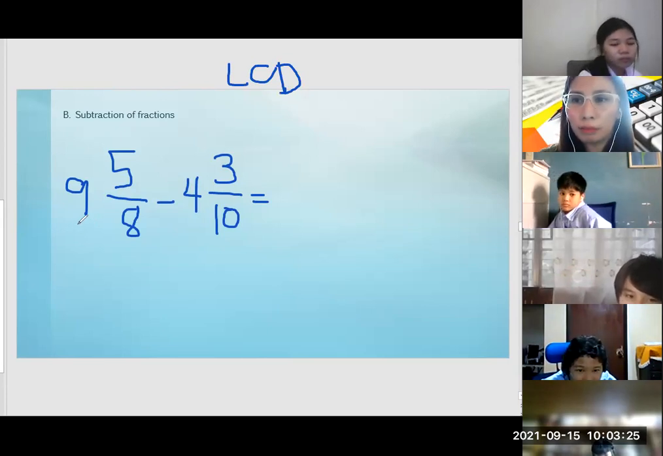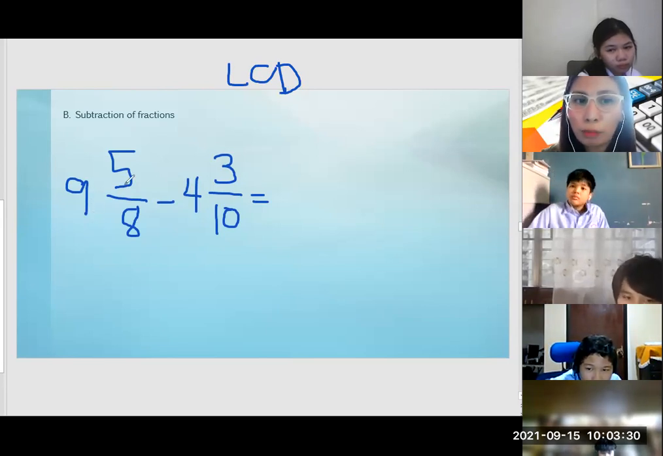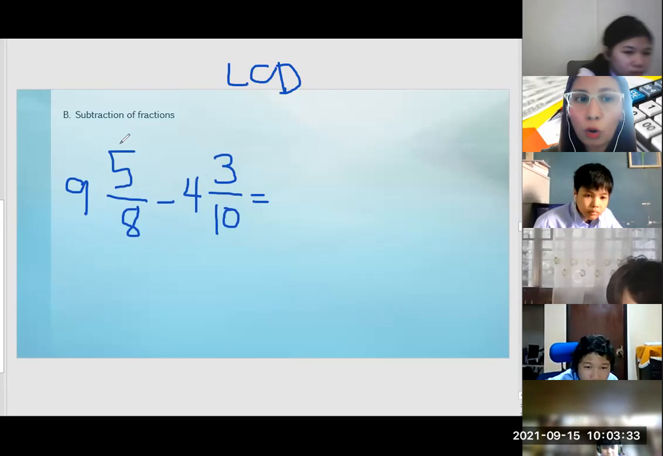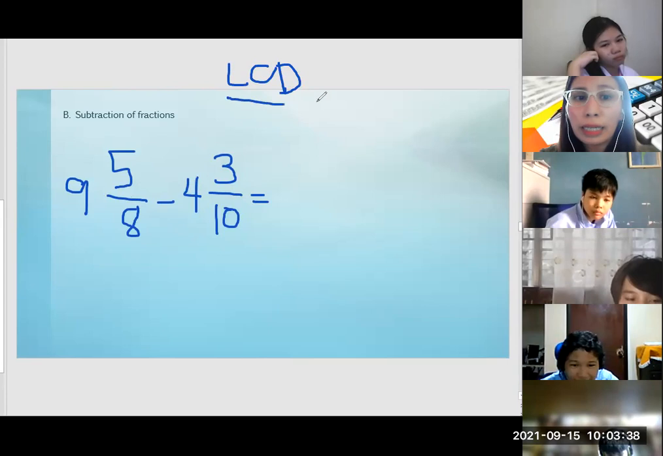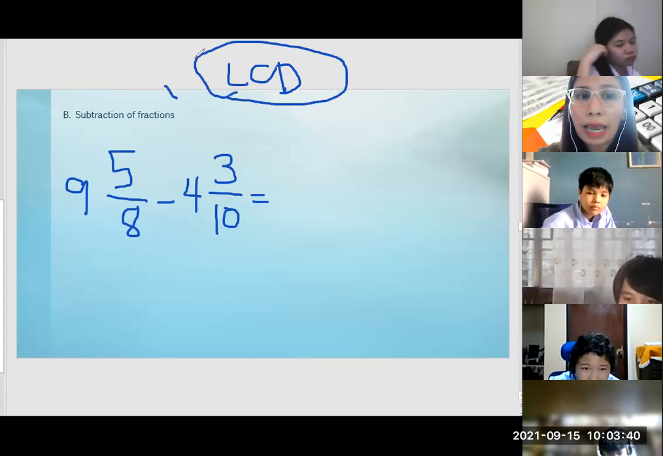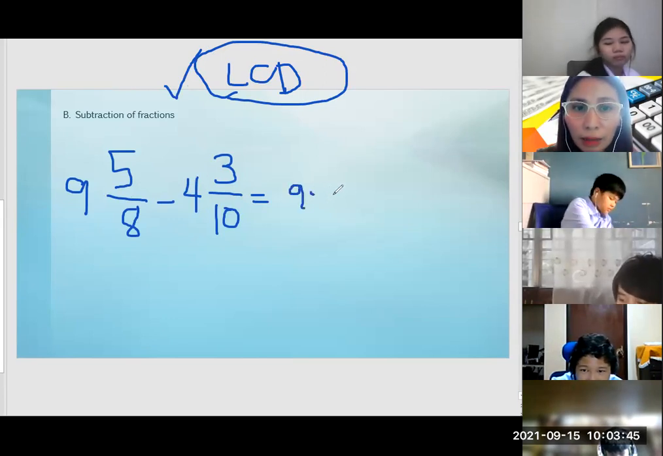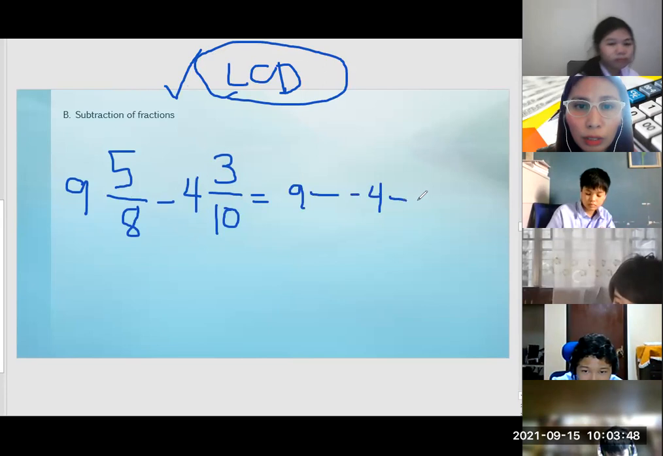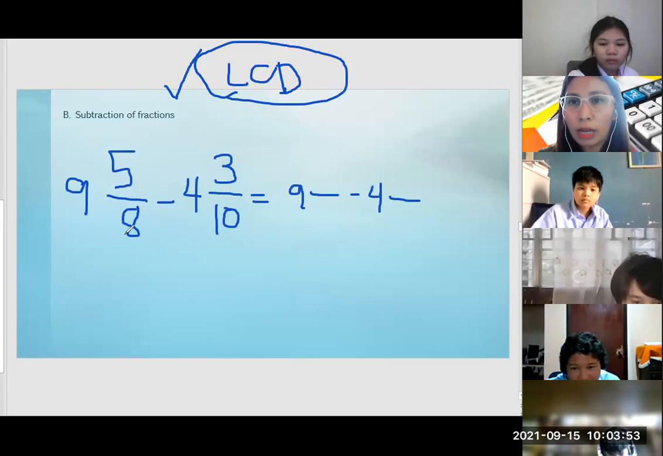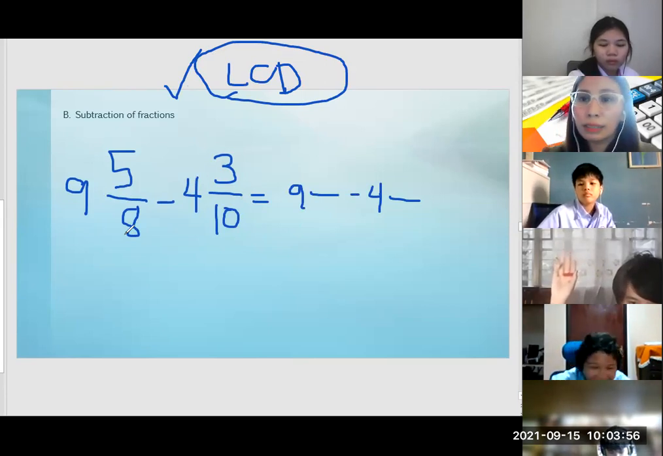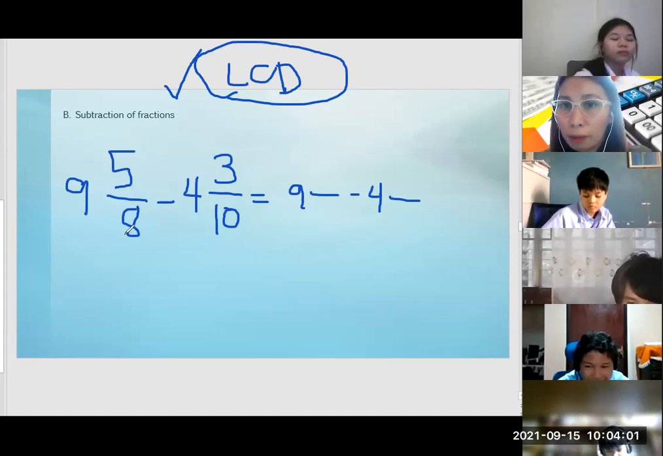Again, check the given number. Huwag magsusubtract kaagad ng whole number. Kapag hindi same ang denominator, unang-una, get LCD. Okay, lagay lang natin. 4. LCD of 8 and 10. Can we use 20? No. Yes, Marcos. What's the LCD of 8 and 10? 40.